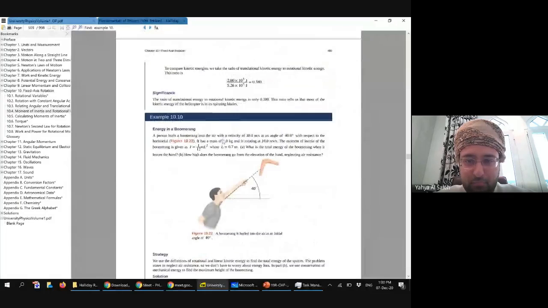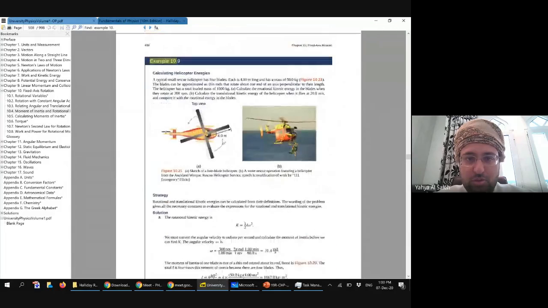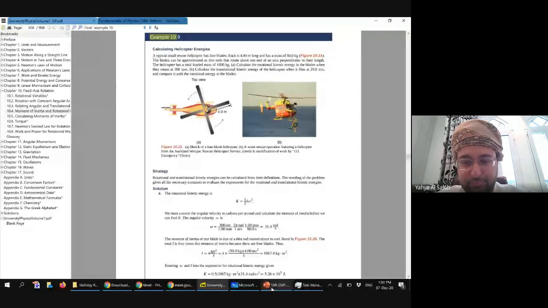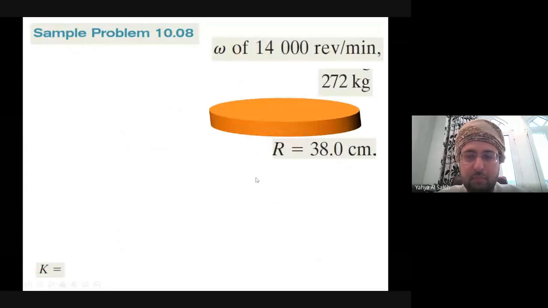And then next we'll do this one, which is helicopter energies. Well, let's write down first the information that we know. Mass 272 kilograms, radius 38 centimeters, omega equals 14,000 revolutions per minute.